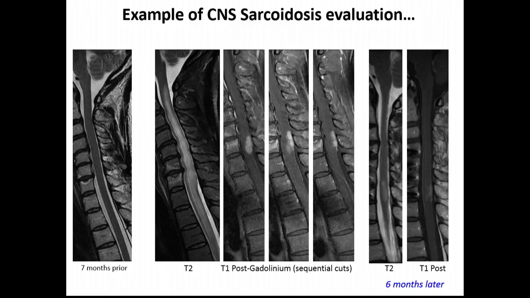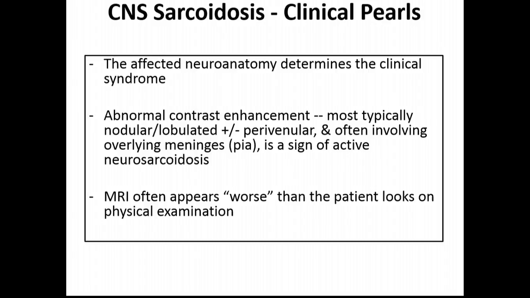And over time, what I can just show you is that it shrunk, and then the enhancement subsequently resolved, and it's been in remission on therapy now for 2+ years, and she's doing very, very well. So this abnormal contrast enhancement most typically looks nodular, lobulated. Sometimes it's perivenular. This peel meningeal involvement is classic. And active enhancement is a sign of active neurosarcoidosis.